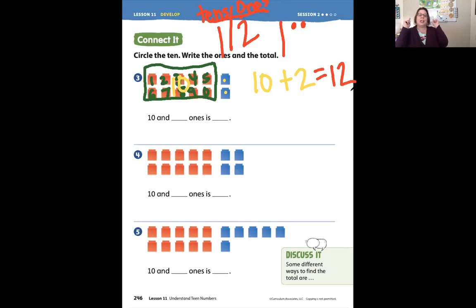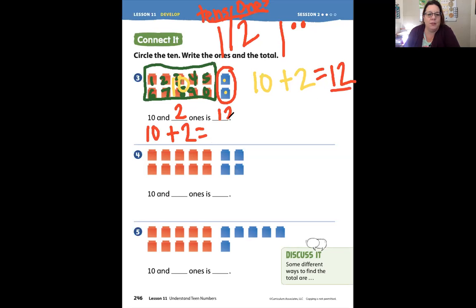Remember, every time I write, you write. When you see Mrs. Sanders writing on her paper, she wants you writing on your paper. That way you are tracking all of the evidence on your paper. So here it says 10 and blank ones is blank. How many ones are here? Right, there's 2 ones. So if we have 10 and that's our joining word, 2 ones equals, what is that? Yeah, it's 12. First a 1, then a 2, that's a 12.